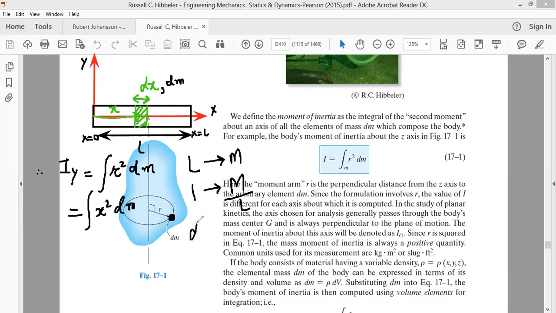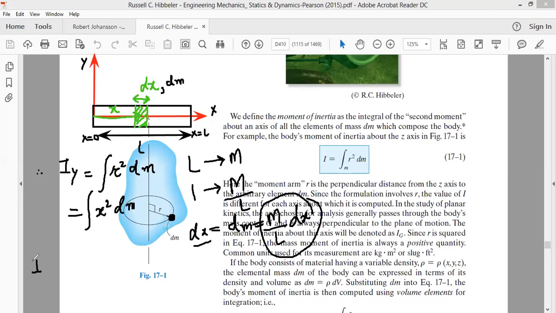Now when the length is dx, the mass of the length dx, dm, will be equal to m by L multiplied by dx, by the unitary method. When the total length is L, mass is m. When length is 1 unit, mass will be m by L. When length is dx, mass will be m by L into dx. So m by L into dx is the mass of the small element having length dx.